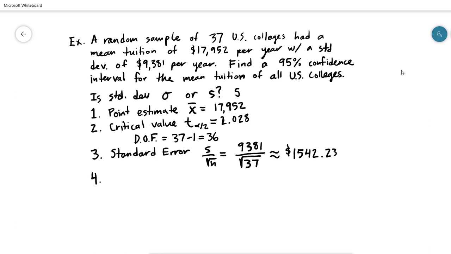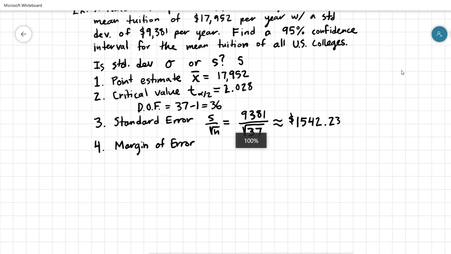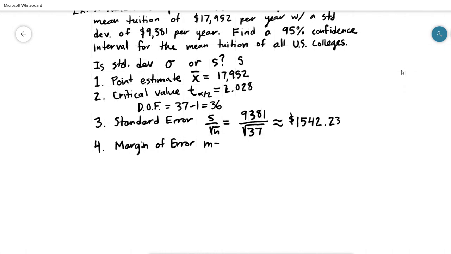Now we compute our margin of error. And the margin of error is just the result of step 2 times the result of step 3. So I just need to multiply together to get my value of m. Let's move this up just a little bit. To get my value of m, it's going to be equal to t sub alpha over 2 times s over the square root of n. We already computed these values.